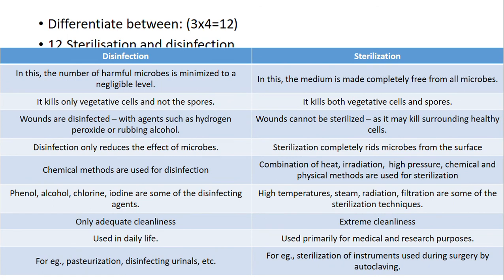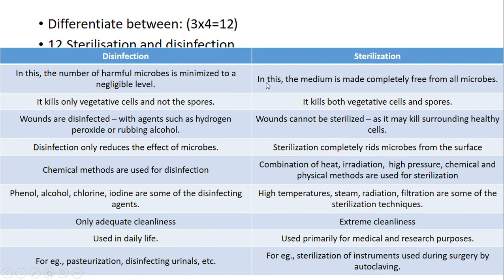Differentiate between sterilization and disinfection. In disinfection, the number of harmful microbes is minimized to a negligible level. It kills only vegetative cells and not the spores. Wounds are disinfected with agents like hydrogen peroxide or rubbing alcohol. Disinfection only reduces the effect of microbes. Chemical methods are used for disinfection. Phenol, alcohol, chlorine, iodine are some of the disinfecting agents. It is only adequate cleanliness used in daily life, for example pasteurization, disinfecting urine, etc.